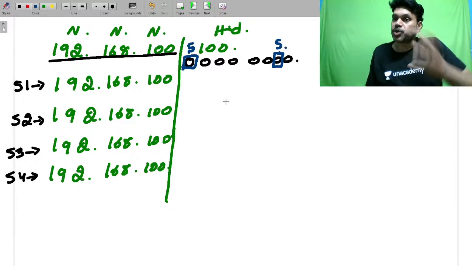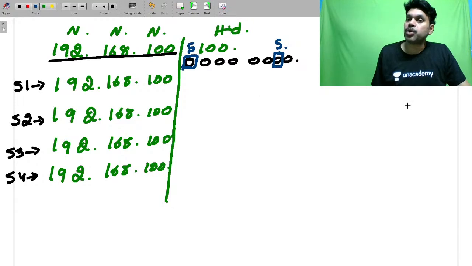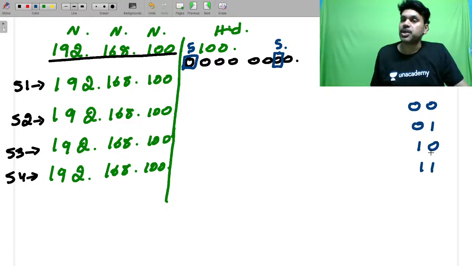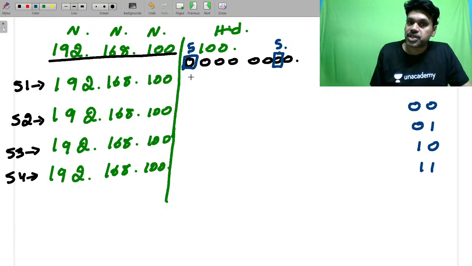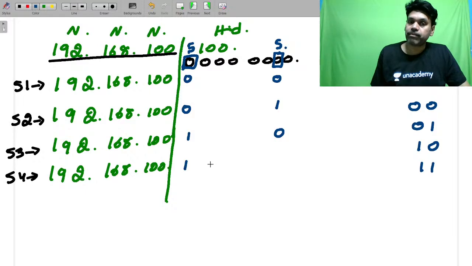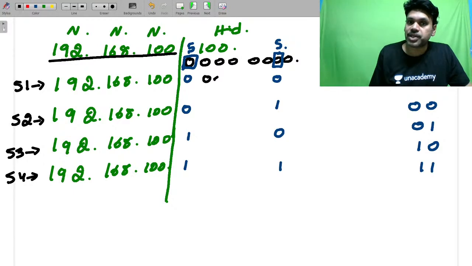Now, 2 power 2, 4 combinations you need to write. What are your 4 combinations? 0 0, 0 1, 1 0, 1 1. So you got 4 combinations. The first combination is 0 0. Second combination, wherever you have the subnetted positions, there you write 0 1. And 1 0, and 1 1. The rest of the bits are HID. We are not going to disturb them, as they are representing HID only.